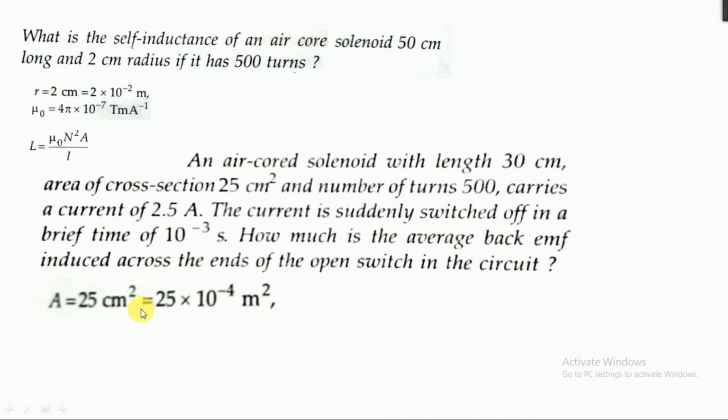Now you can find area. Next you have to find the self-inductance, so you can use the same formula. L is equal to, number of turns is given, area is given, length is also given. Then after finding L, you can find the back EMF, that is minus L di by dt. So change in current is 2.5 minus 0, and time is 10 to the power minus 3.